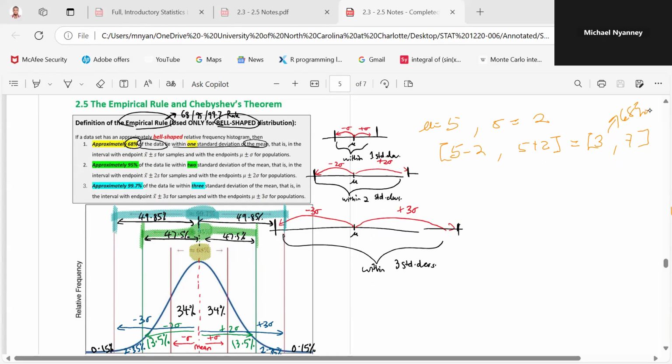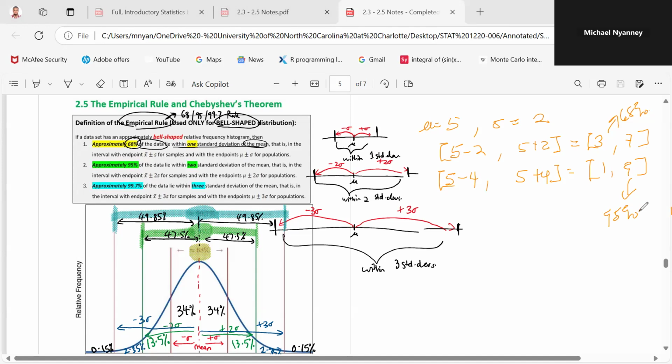Then if we double the standard deviation and add to the mean and subtract from the mean, if you double the standard deviation, you're getting 4. So 5 minus 4, then 5 plus 4. Then you're going to have an interval of 1 and 9. So we've widened this interval. And by the empirical rule, you're saying that 95% of your data set will be within this interval.